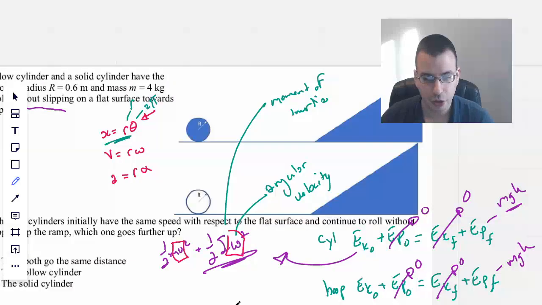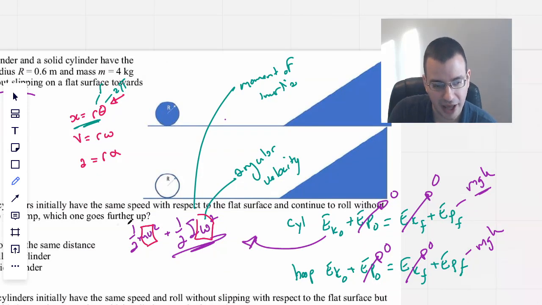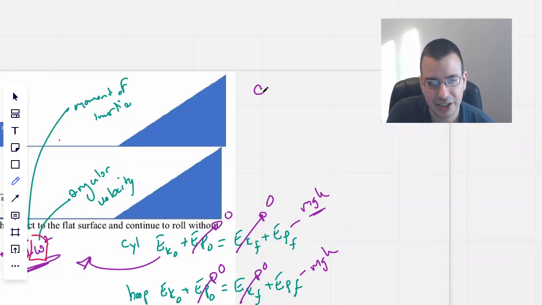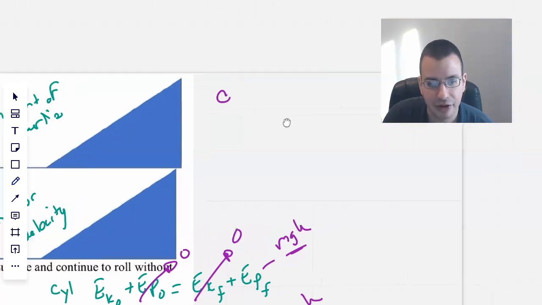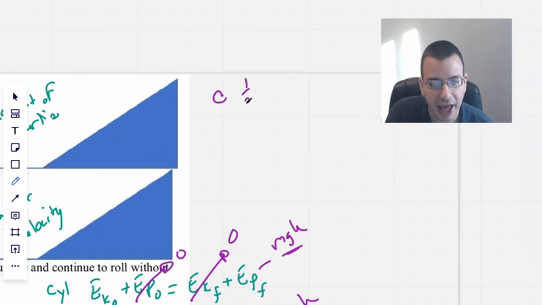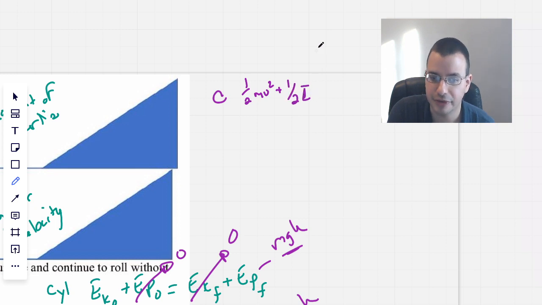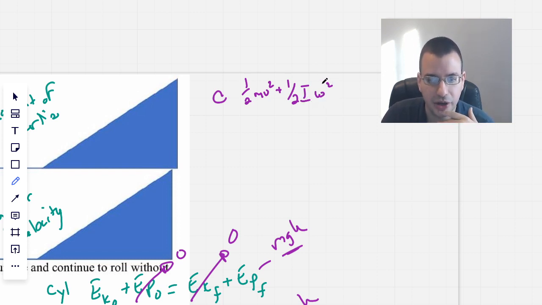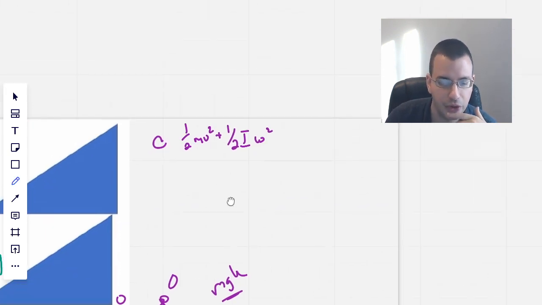Okay, so we've got this idea here that we have 1/2 mv squared and 1/2 I omega squared on both sides, and they're going to equal mgh. So I'm going to come back up here and rewrite things. This is going to be the cylinder, and we have 1/2 mv squared plus 1/2 I. This is the moment of inertia. It's the angular equivalent to mass. Well, you should have learned about that already by now. If not, we'll go over the details as we go.